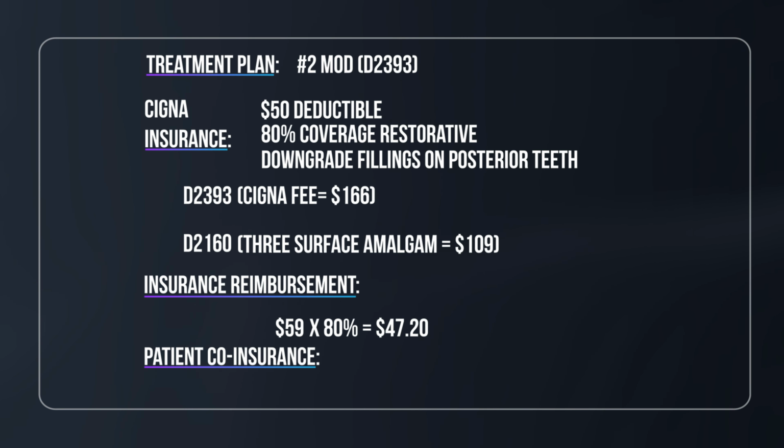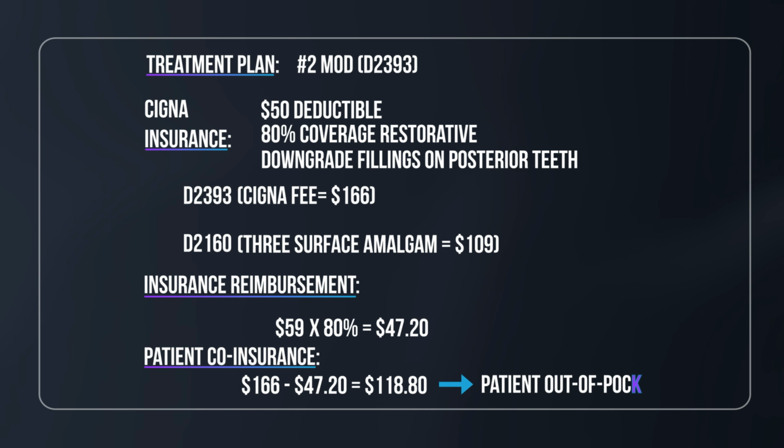For this example, remember, you're going to do a composite, which is D2393. That's the code that's going on the claim. So from the allowable fee of $166 for that code, the insurance is going to reimburse $47.20 as we just determined. This leaves the patient out of pocket of $118.80.